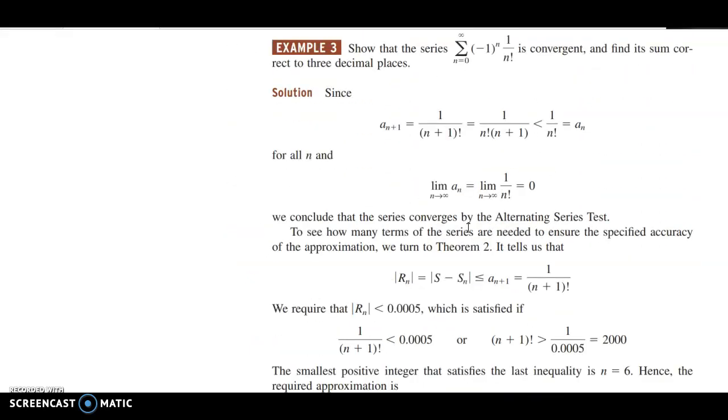To prove that the series sigma (-1)^n times 1 by n factorial is convergent, find its sum correct to 3 decimal places. an plus 1 is equal to 1 by n plus 1 factorial, which is equal to 1 by n factorial into n plus 1, which is less than 1 by n factorial, which is equal to an, for all n. The limit as n tends to infinity of an is equal to the limit of 1 by n factorial, which is equal to 0.